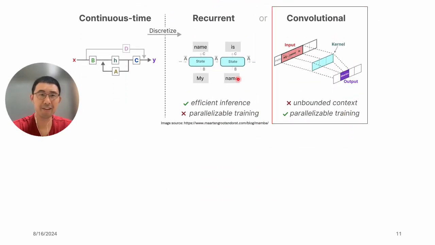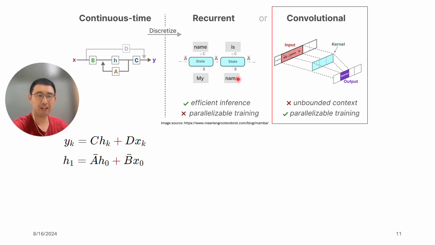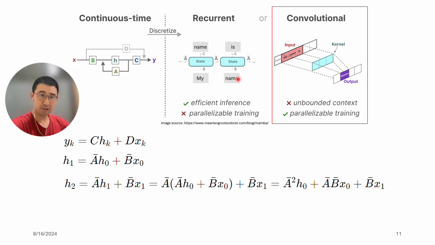In deriving the convolutional format, recall that we have y k equals to C times h k plus D times x k. Now, we know what h k is, right? From the last page, we know that h1 is basically A bar h0 plus B bar x0. We can continue that. h2 is a similar thing to h1. And because we already know h1, we can plug it back in. So we noticed that we need to multiply the h0 by A bar twice, and we need to have this x0 times A bar B bar and x1 times B bar. We kind of see a trend over here, right?